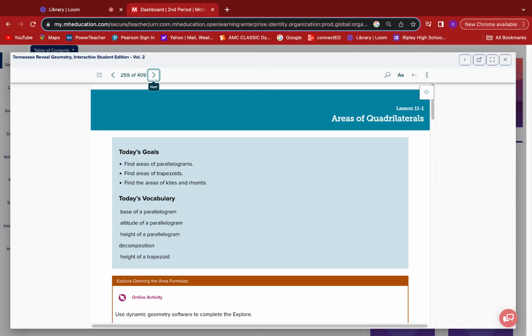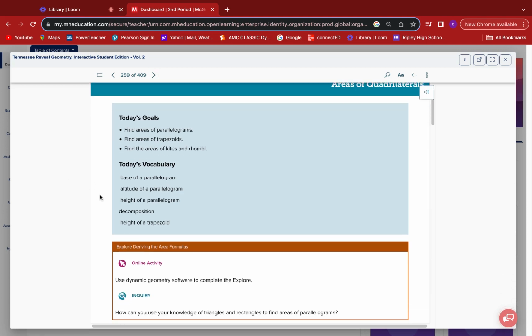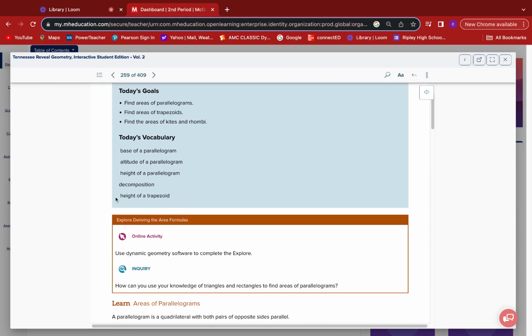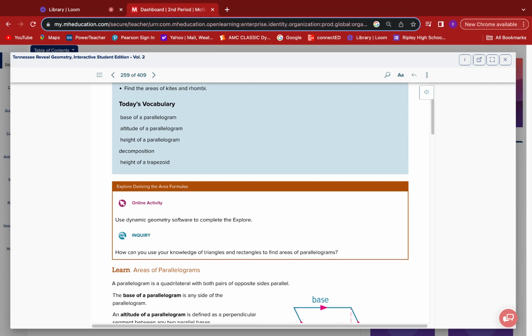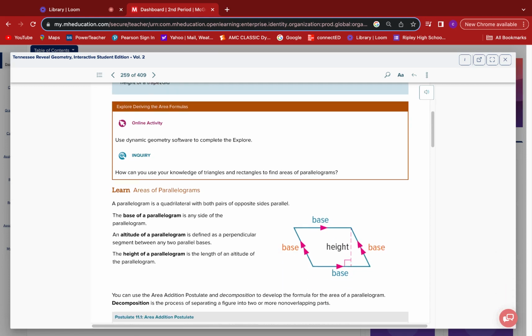Hey, everybody, we are back in Unit 11. This is Lesson 1, Area of Quadrilaterals in our Tennessee Revealed Geometry. All right, so looks like we're going to be talking about base of the parallelogram, the altitude and height of a parallelogram, decomposition and height of a trapezoid. All right, let's just get into it then.